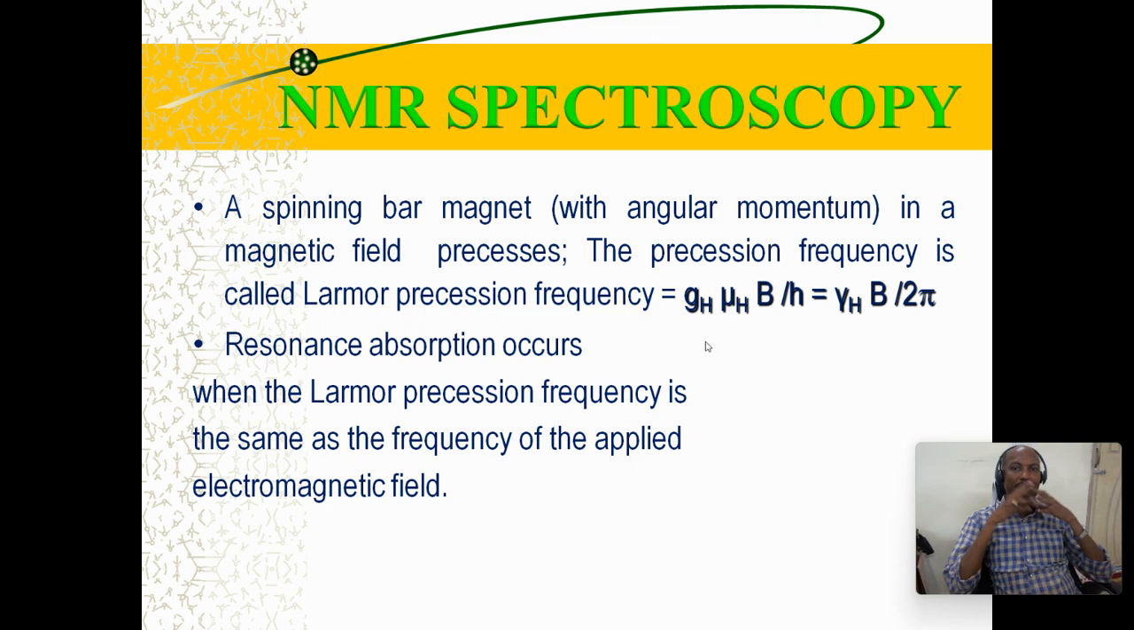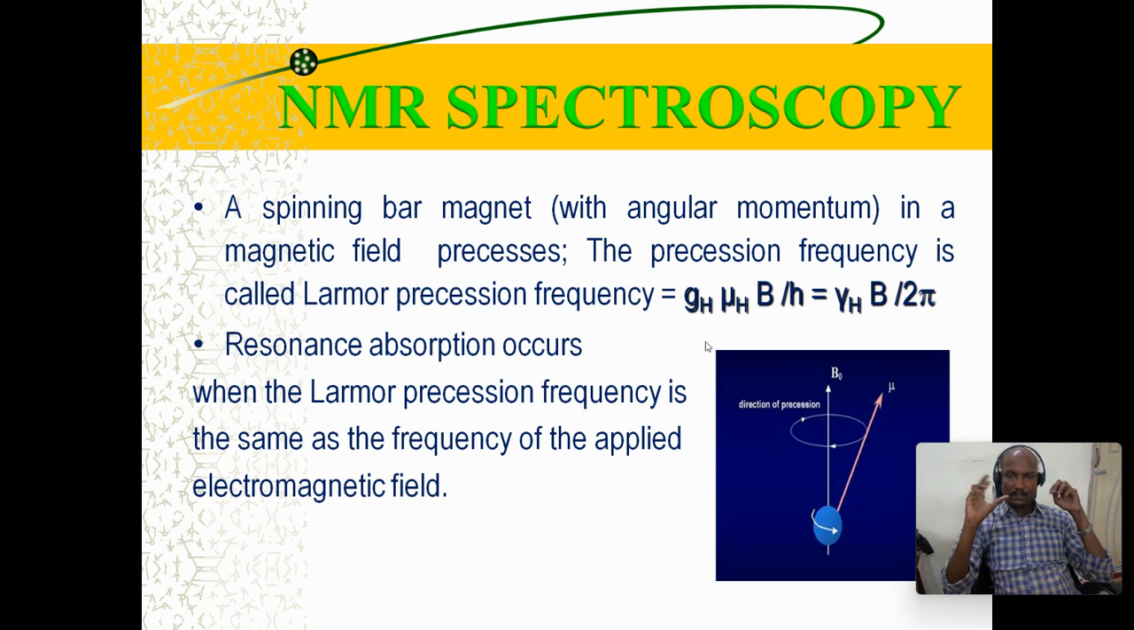Next, here is a spinning bar magnet, and the spinning bar magnet has a particular angular momentum. When a magnetic field is applied, the precession frequency is called the Larmor frequency. The expression for that is nu equals gamma H naught B by 2 pi. And the resonance absorption occurs when the Larmor precession frequency is the same as the frequency of the applied magnetic field. Next, you just see how the frequency can be achieved, shown in this particular diagram.